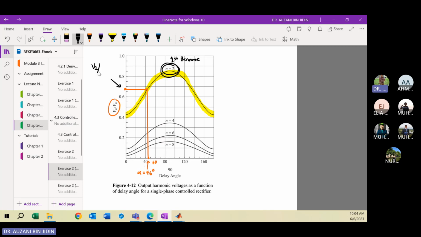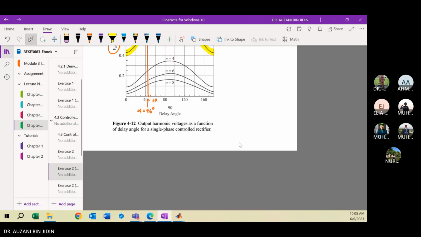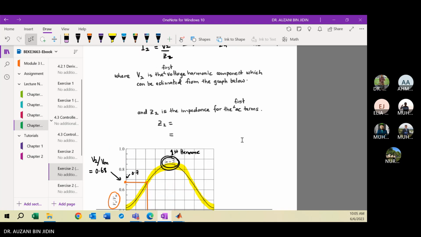So V2 divided by Vm is equal to what? Here it will be 0.7, right? 0.6, 0.68. Okay, 0.68. So from here, you can calculate your V2.